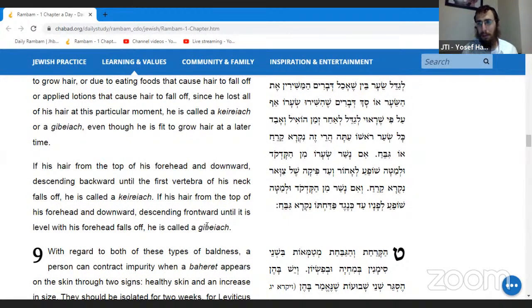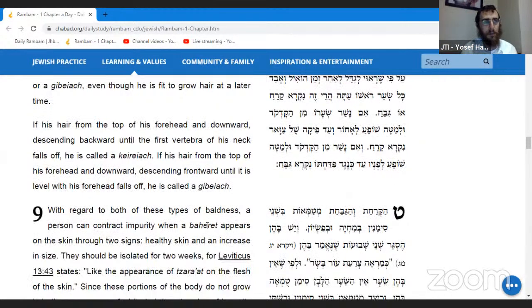And what's the way to remember this? Because gimel comes in front of kuf. If you line up the aleph-bet, gimel comes before kuf. So the front half of the head is called the gibeach if he's bald there, and the kareach is if he's bald in the back half of his head.